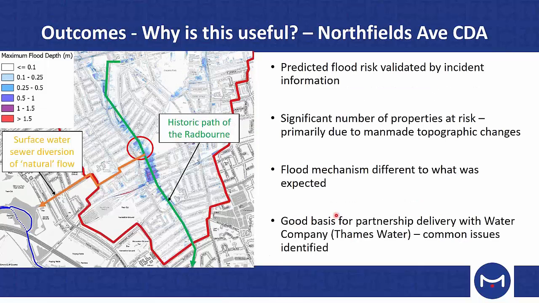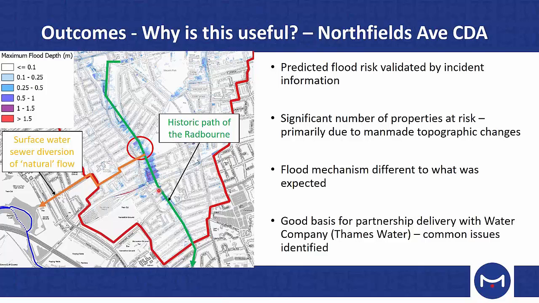Then for Northfields, the flood risk was generally well validated by the incident information, especially down the southern part of Lamos Park here. There's a fairly significant number of properties potentially at risk, and the mechanism through which they were flooding was mainly influenced by man-made changes to the catchment. So you can see the Piccadilly line rail line running through the middle here. It's up on an embankment in the middle. You can see that provides quite a significant overland flow obstruction to the catchment.